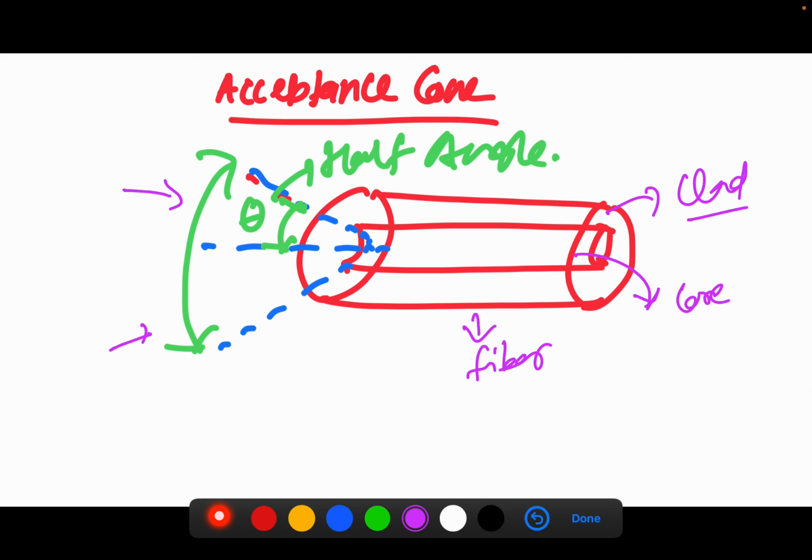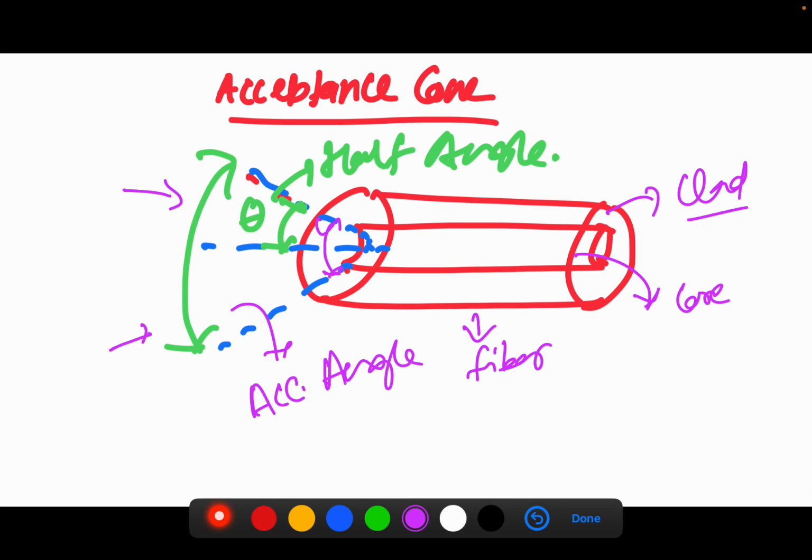Now, when the light enters the fiber and propagates through the core by total internal reflection, the angle at which it is accepted, this is the full angle, and this is called the half angle, or the theta max. So this angle is known as the acceptance angle.